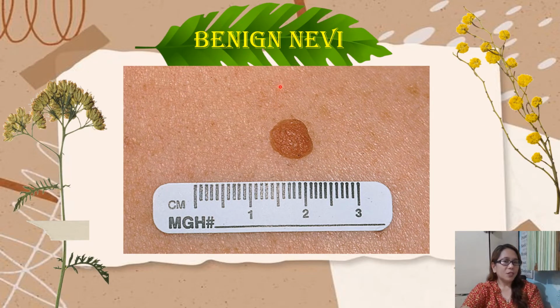So an example of benign nevi, or mole, it is round or sometimes oval. It has a sharply defined border. So, maayos ang kanyang border. It is uniform in color, especially tan or brown. The diameter is more than 6 millimeter.